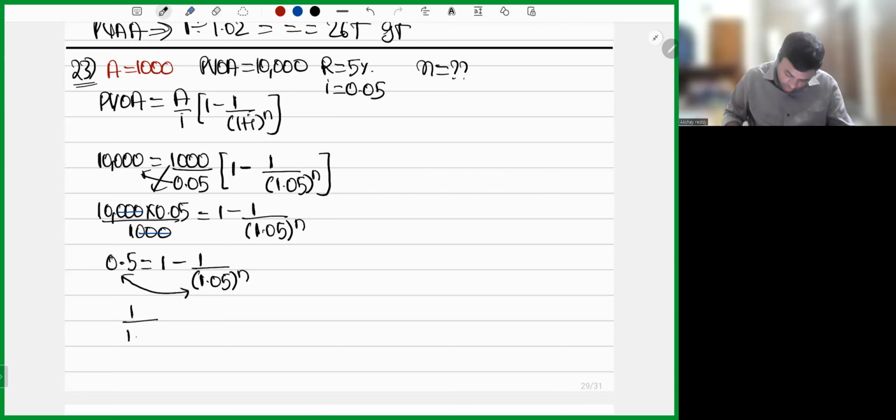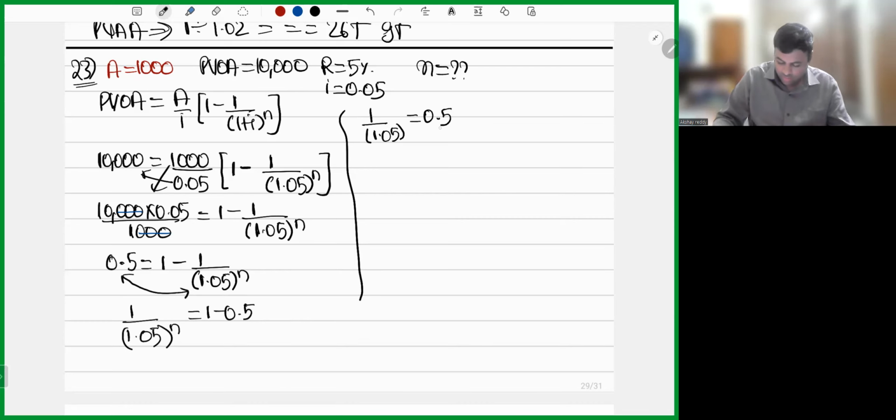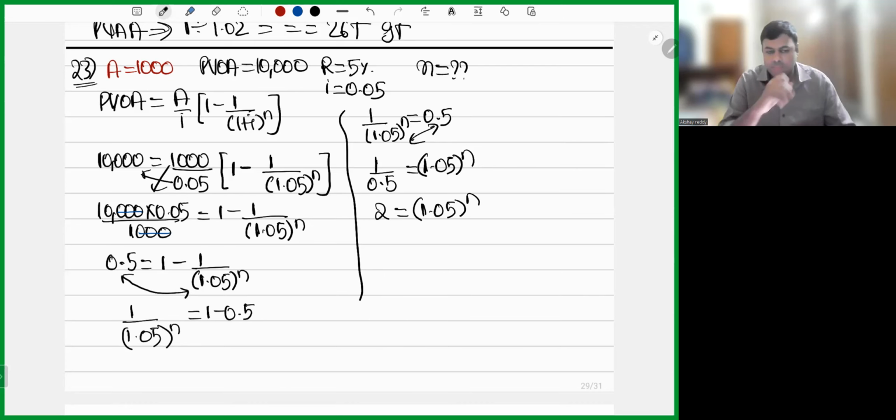Let us take this value over here and this value over here. 1 divided by 1.05. I'm not doing cross multiplication, be careful. It is 1 minus 0.5. I'm just swapping left and right. So what we'll get, my dear friends? 1 divided by 1.05 whole power n is equal to 0.5. Now let's do cross multiplication. 1 by 0.5 is equal to 1.05 whole power n. What is 1 by 0.5? 2 is equal to 1.05 whole power n.